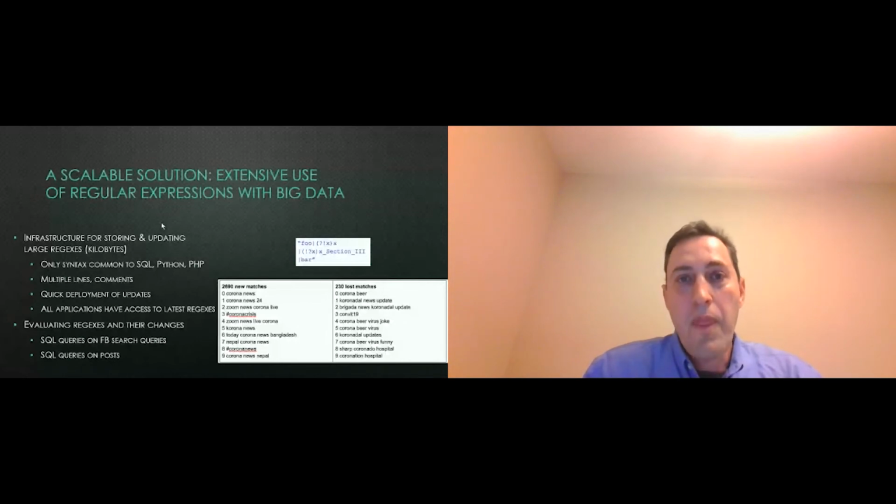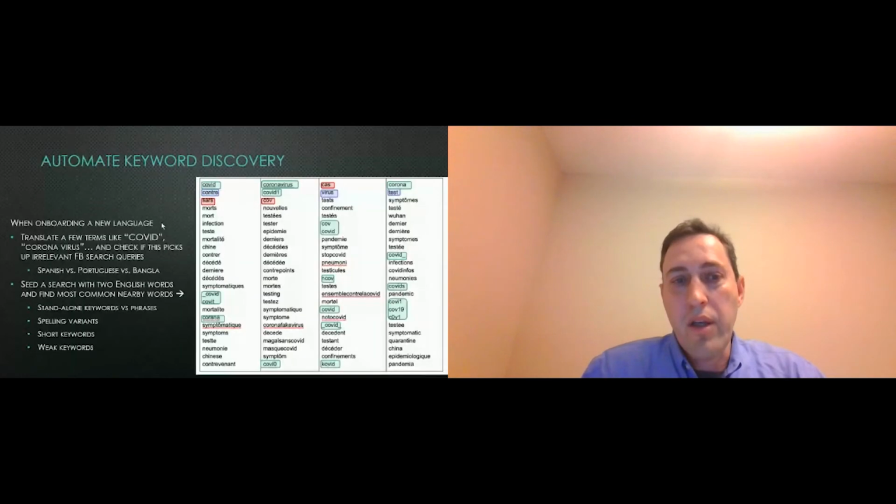So now, how do we discover keywords? This is tough, right? In the example here, we started with just two keywords, COVID and coronavirus, which are used in many languages. And we went through French texts. We took everything that has COVID or coronavirus, and we see what else it has. And we sort these words by how often they appear. Okay, so here you immediately discover words that are related to the topic.